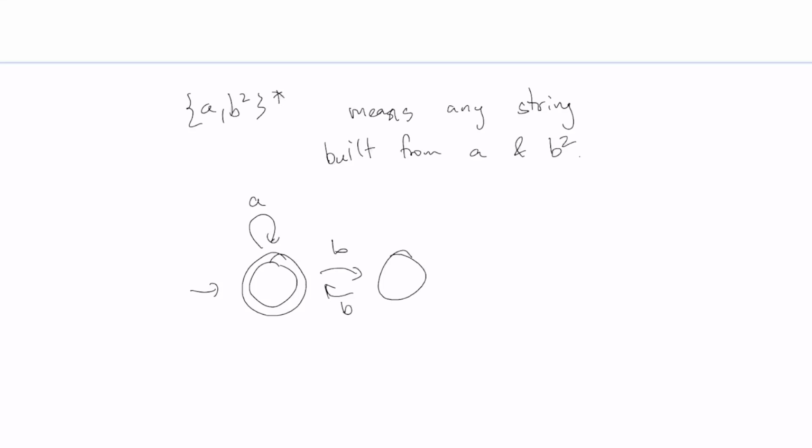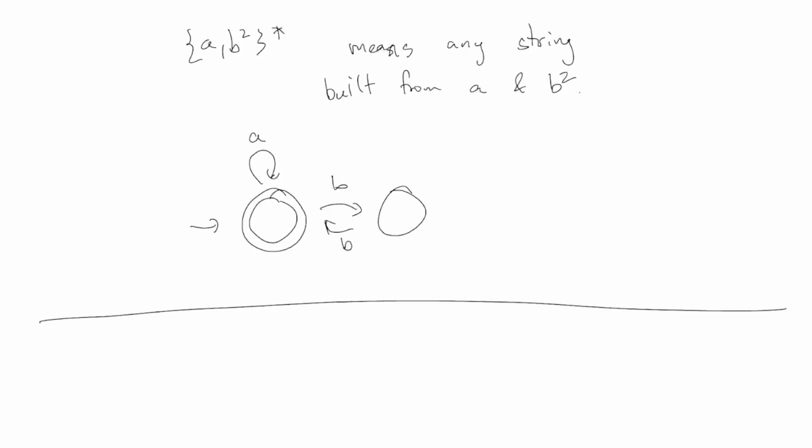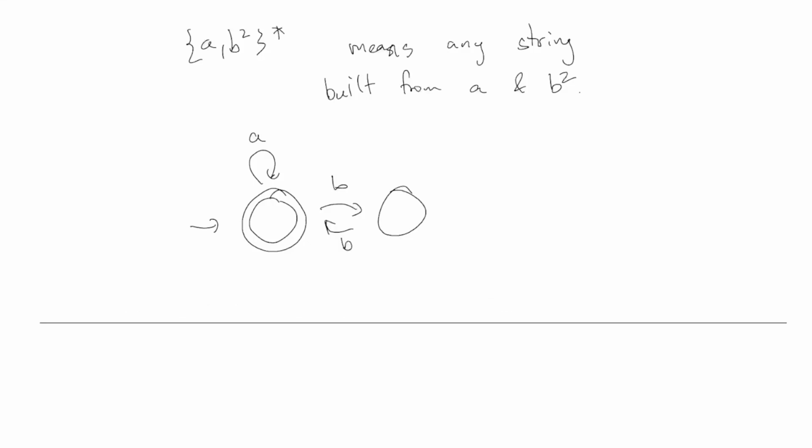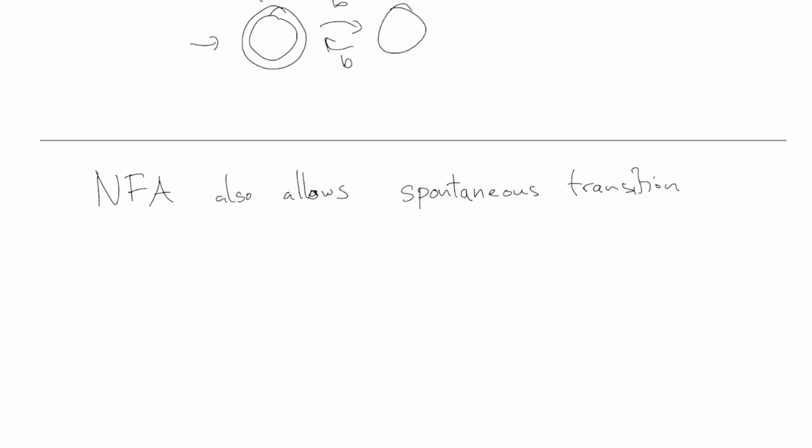We got 5 more minutes, and I got one more thing to tell you. Probably less than 5 minutes, I can tell you. There's actually one more thing that is allowed in an NFA that I haven't told you about yet. NFAs also allow what we call spontaneous transitions. Spontaneous means something just happening on its own out of nowhere.